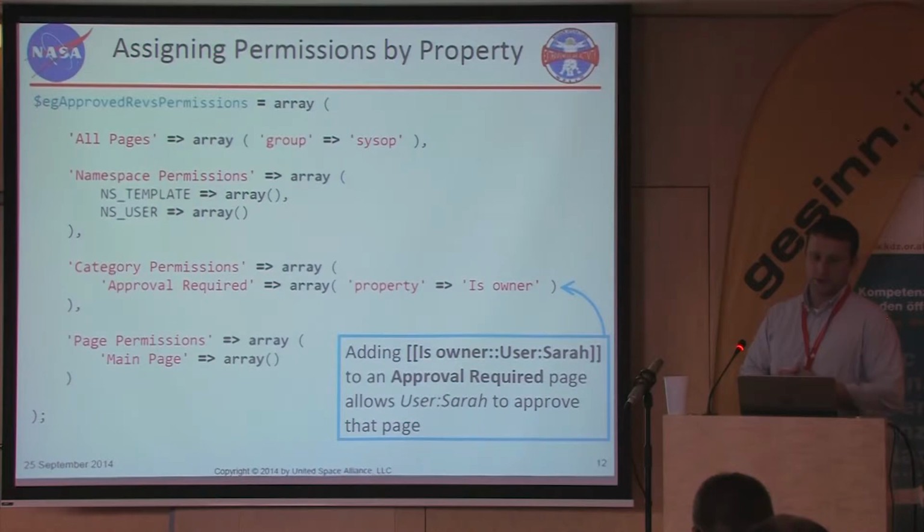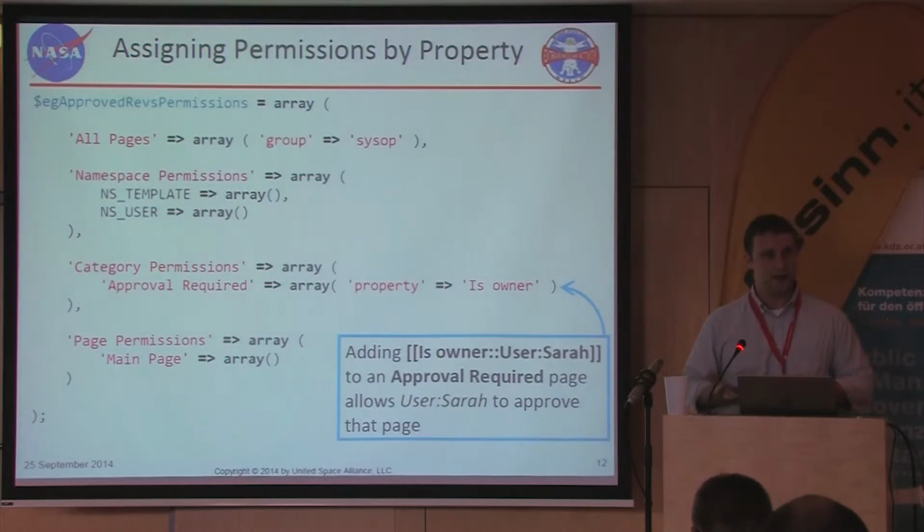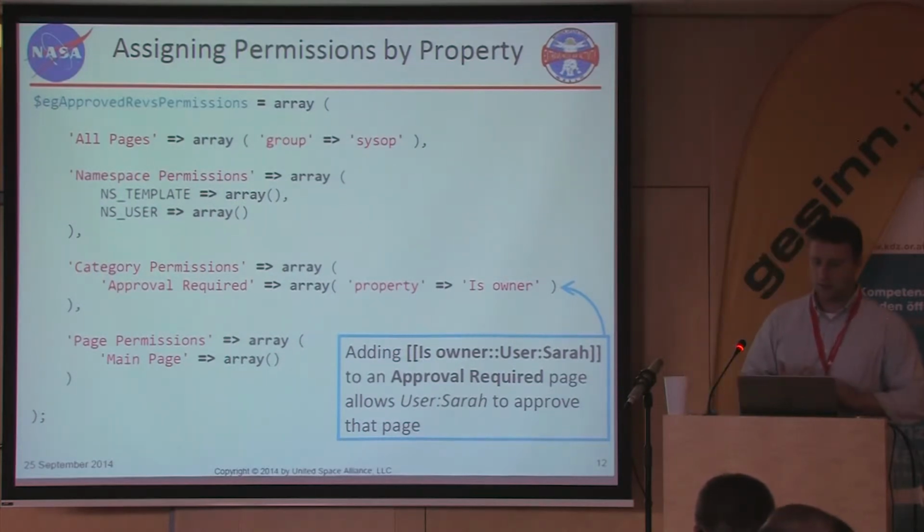And this is where the more semantic capability comes in. You don't just have to specify by groups or by whoever created the page. You can also set properties within the page that define who is able to approve that page. And so in this case, we've set for the approval required category permissions. The property is owner is what you can set to a particular user within a page, and then that user is able to approve that page. So here we've used the example is owner is user Sarah, and now Sarah is able to approve that page.